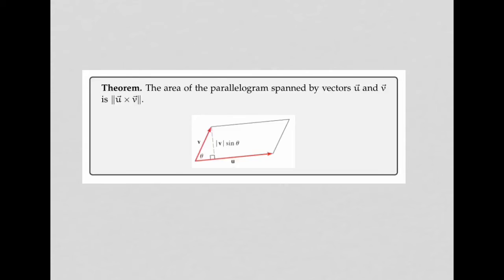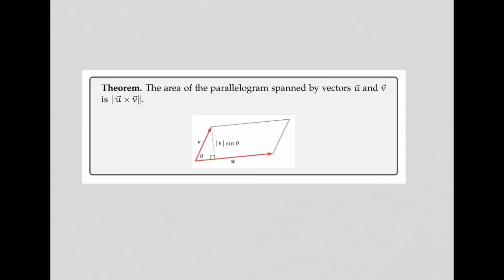Our next theorem is an interesting application of the cross product. Specifically, the magnitude of the cross product u cross v is the area of the parallelogram spanned by vectors u and v. Let's see an example. Find the area of the triangle with vertices P, whose coordinates are 1, 4, 6, Q, whose coordinates are 3, 0, 1, and R, whose coordinates are 0, 0, negative 2.